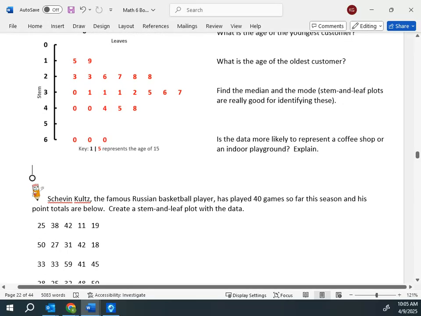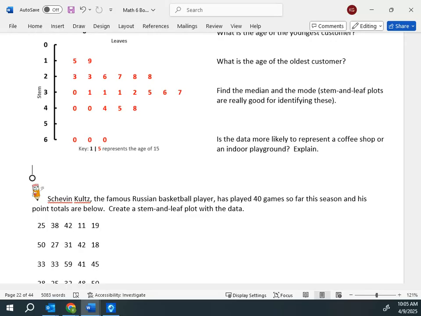Oh, we have one more question. Is the data more likely to represent a coffee shop or an indoor playground? And explain your reasoning. What do you think, Sarah? A coffee shop because it's older ages. I don't think there's gonna be too many 60-year-olds playing at a playground. They might be watching their grandkids play at the playground, but there's no little kids, right? If you're at an indoor playground, you're gonna have little kids present.